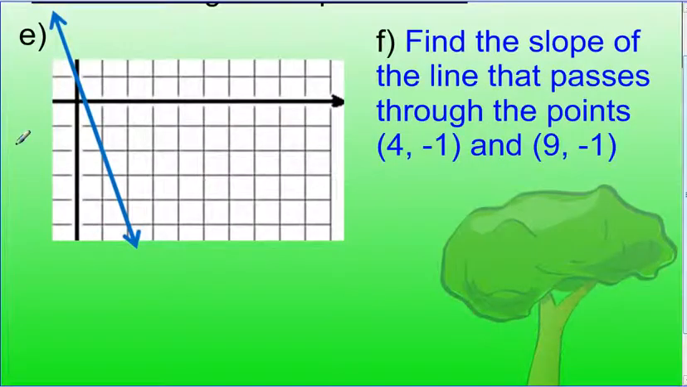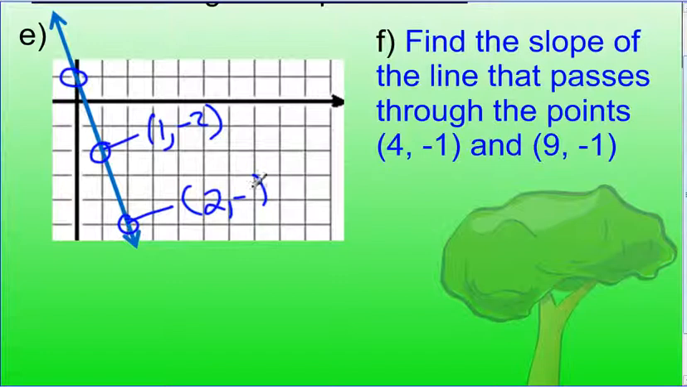Letter E, because they give us a graph, we go ahead and find some crisscrosses. There is one right there, and there's one right there. You could have also used that one, but I'm going to use these two. So this is the point. The x value is 1. The y value is -2. This point, the x value is 2. The y value is -1, -2, -3, -4, -5.